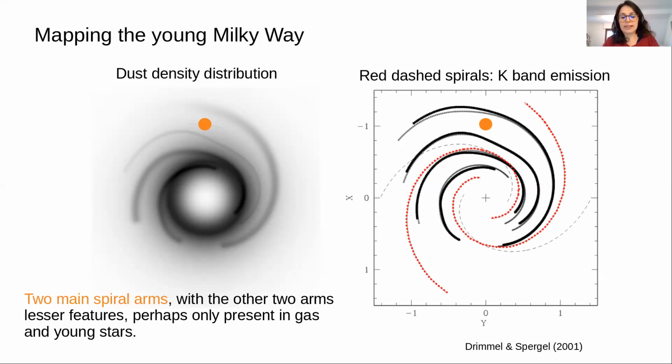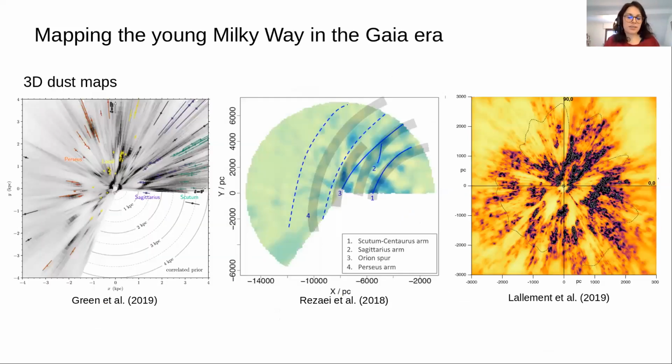In this paper, they compared the dust distribution with the K-band emission, and the K-band emission traces older stars. And they proposed for the first time that the distribution of dust could trace 4 spiral arms, while the distribution of older stars could better be described with only 2 arms. And so they proposed that there are 4 arms in young stars and dust, and 2 arms in the older population. Then Gaia came in, as you are all aware of.